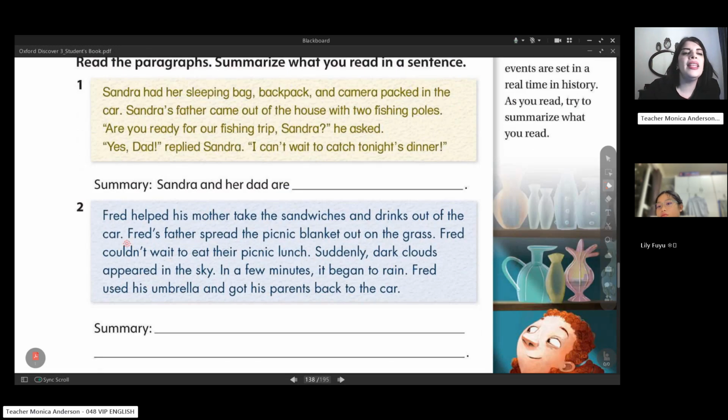And the next one. Fred helped his mother take the sandwiches and drinks out of the car. Fred's brothers spread the picnic blanket out on the grass. Fred couldn't wait to eat their picnic lunch. Suddenly, a dark cloud appeared in the sky. In a few minutes, it began to rain. Fred used his umbrella and got his parents back to the car.